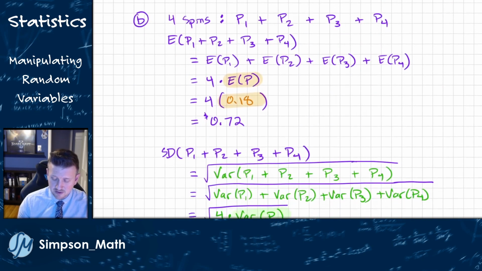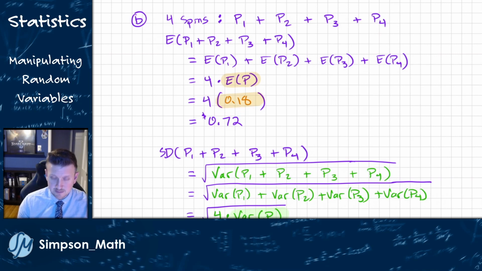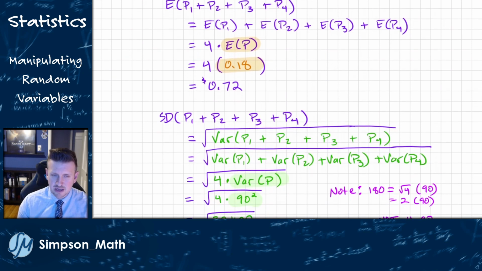So I'm going to replace expected value of P with 0.18. So it's going to be 4 times that, or 72 cents. All right, now for the standard deviation, I'm going ahead and working it as a standard deviation.